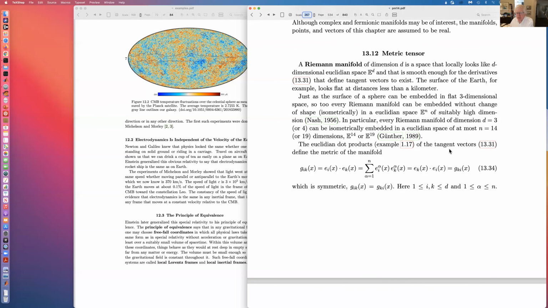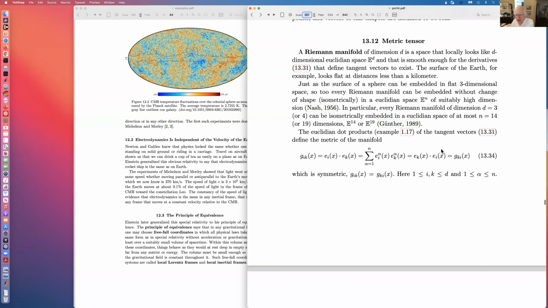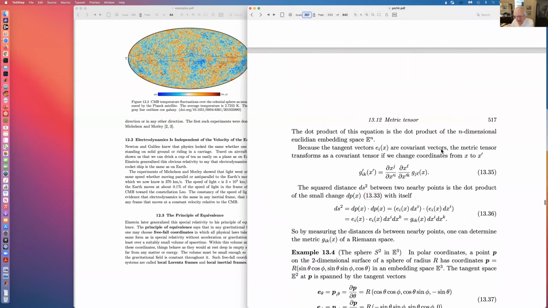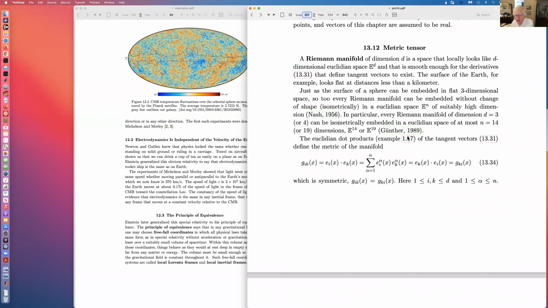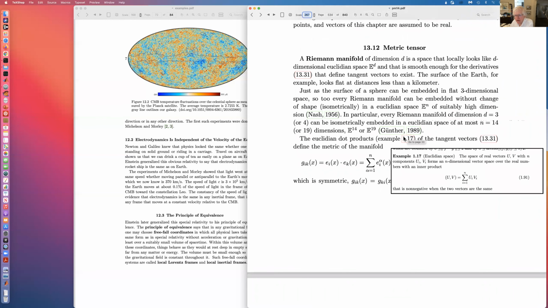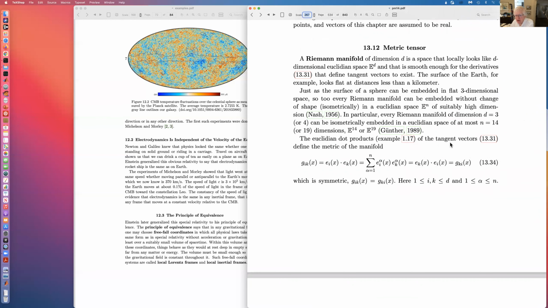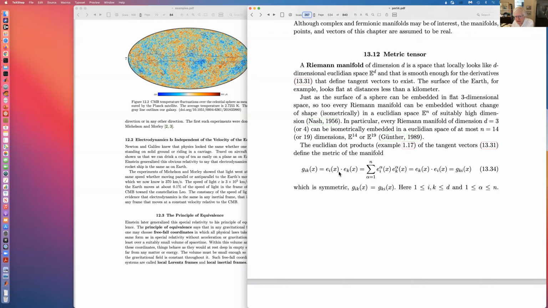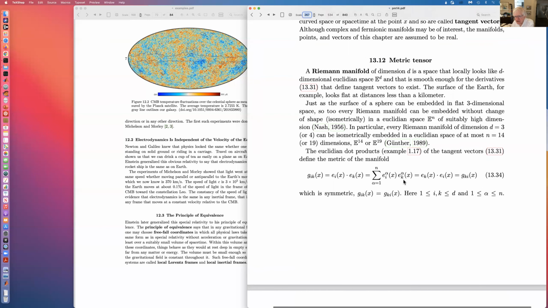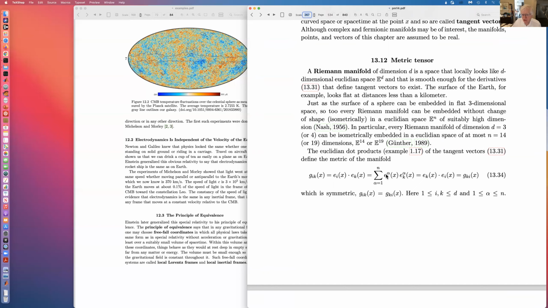The Euclidean dot products of example 117, I'm a little puzzled where example 117 is. Oh, that's chapter 1. Okay. Euclidean dot products of the tangent vectors define the metric of the manifold. So the metric is just the dot product of e_i with e_k, and it's then just the sum of these things. And summed over what? Well, summed over the components.